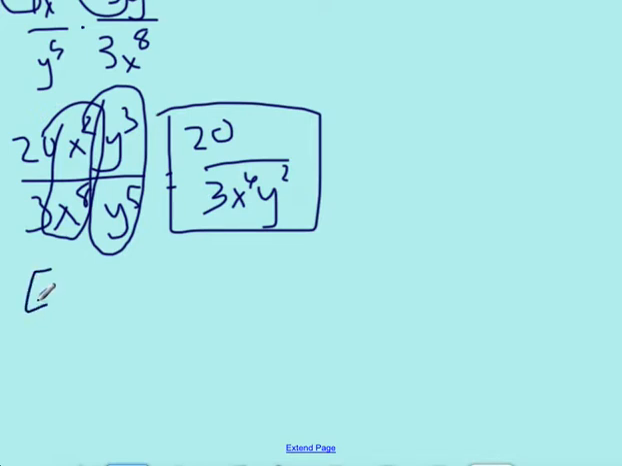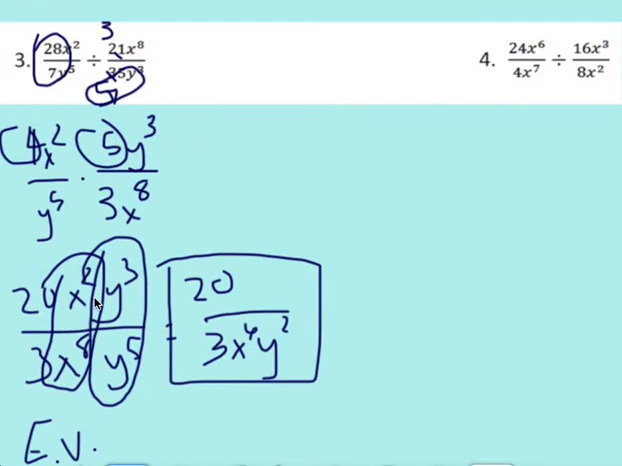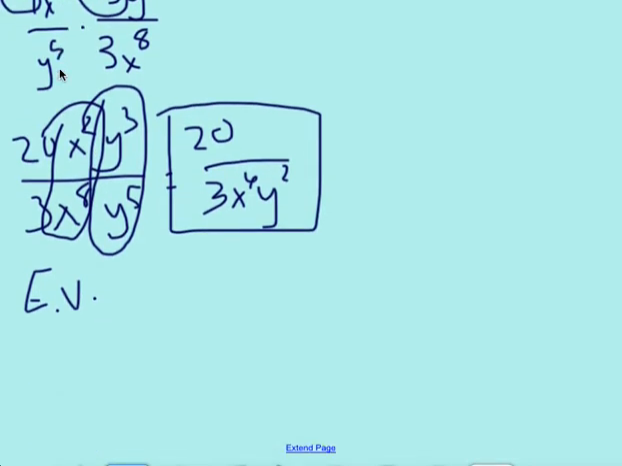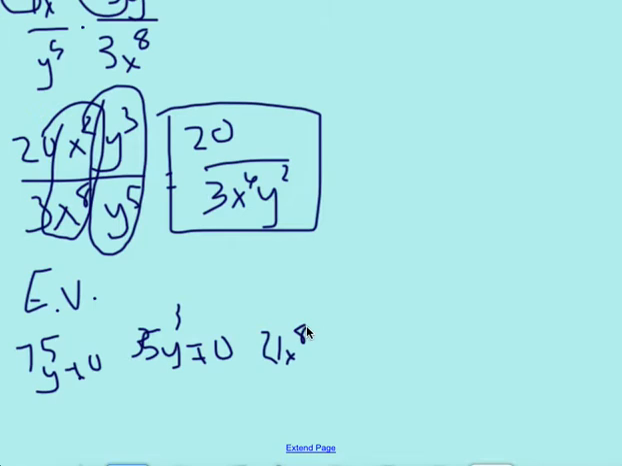Now we need to calculate out our excluded values. So we need to take our original bottom. Our original bottom was 7y to the 5th. So 7y to the 5th cannot equal 0. Our original bottom of the second fraction was 35y cubed, and that cannot be equal to 0. And our original top of the second fraction, remember we have to do that one as well, is 21x to the 8th, and that cannot equal 0.